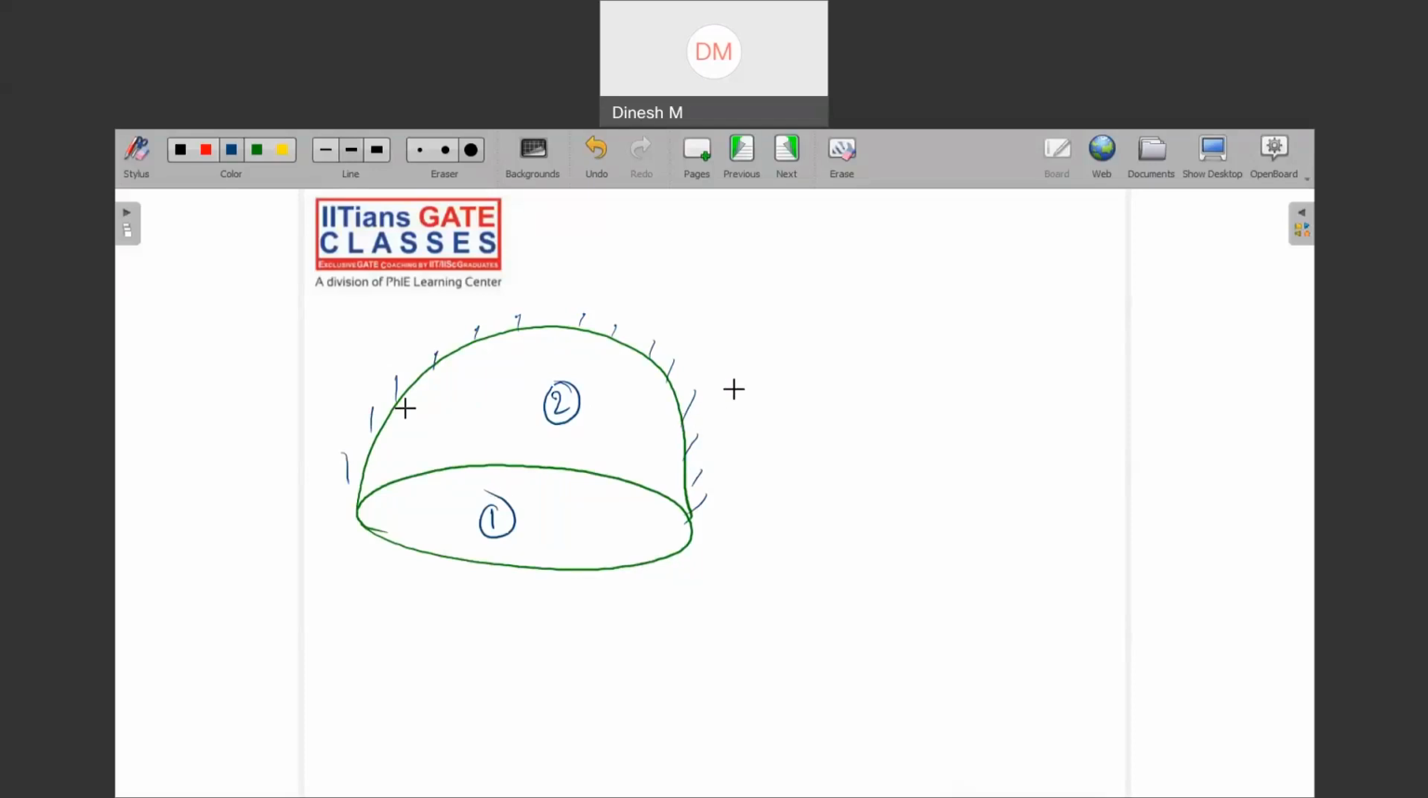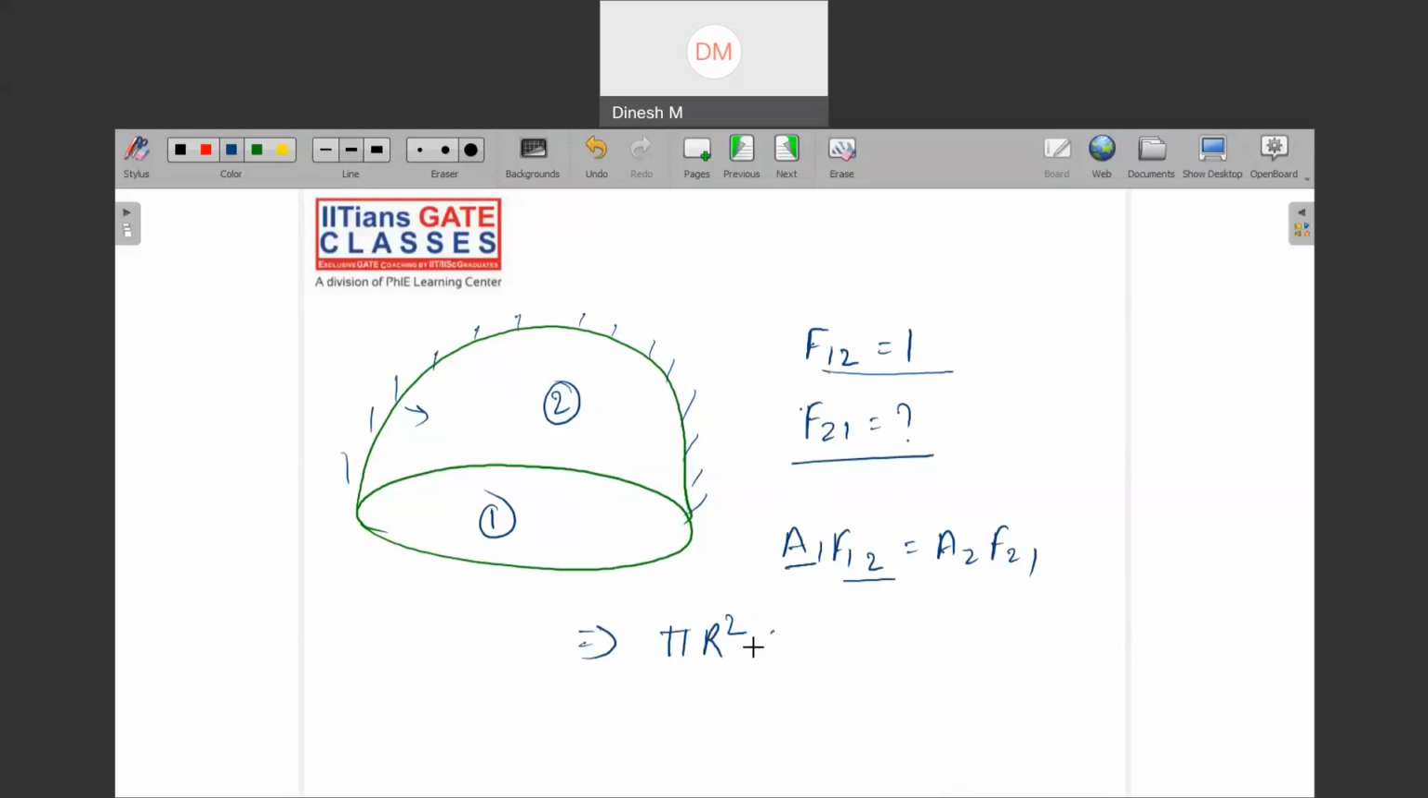Just now we have seen that F12 value is equal to 1. Okay, and what is F21 now? F21 is not known. So we have seen this relation, that A1 F12 is A2 F21 from the reciprocity relation. And what is A1? Let us denote it in terms of R. Then A1 is nothing but pi R square, and F12 we have seen is 1. So pi R square into 1 is equal to A2 value.